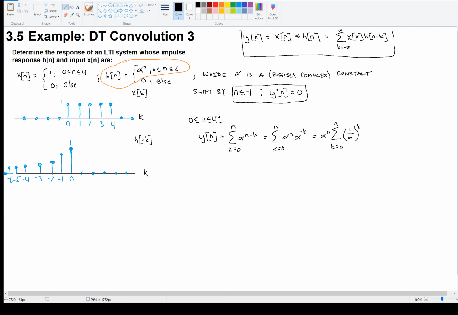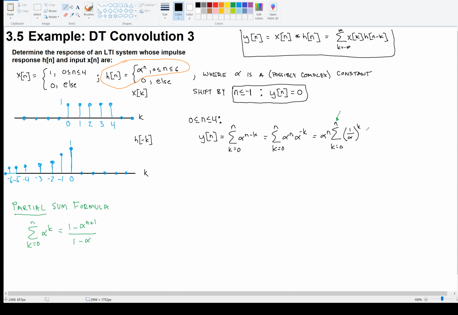All right, and I want to recall, I'm going to write it off to the side in green, the partial sum formula from mathematics. It's called partial because this thing here is not infinity. It's finite, so it's a partial sum. And it says that the sum of k equals 0 to n of alpha to the k is 1 minus alpha to the n plus 1 over 1 minus alpha. Okay, so this is just something that we take from mathematics.